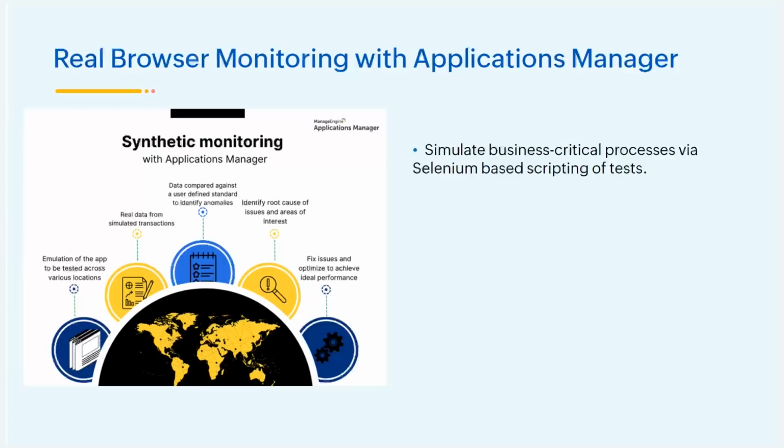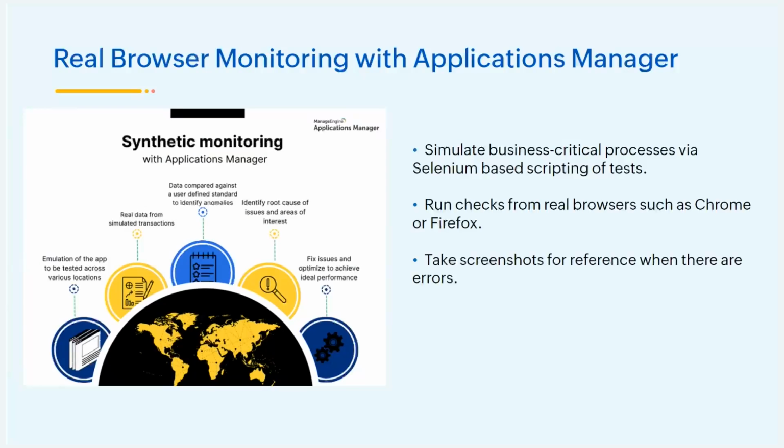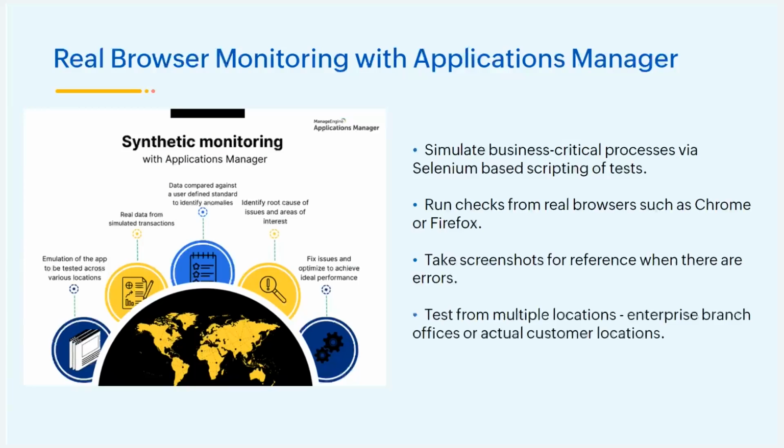First, it simulates business critical processes using Selenium based scripting. Every action performed during recording, such as hovering or clicking on an element, is saved in a Selenium script. Then Applications Manager opens a real browser such as Chrome or Firefox and replays the recorded transaction to identify any errors that occur during the playback. Once all is done, the performance metrics are published on the monitoring dashboards. Also, it allows you to take screenshots during the playback if any error occurs.